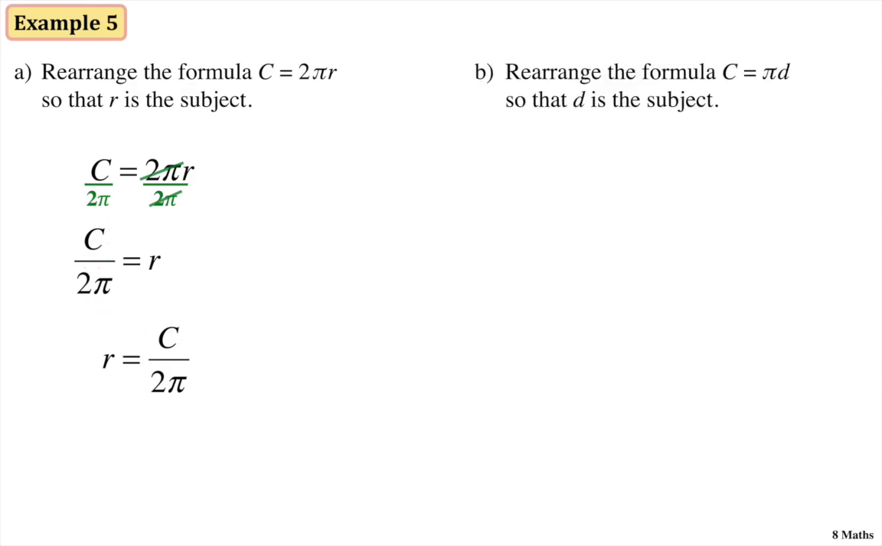For part B, it says rearrange the formula C equals pi d. So d is the subject. Well, this is C is equal to pi times d. If I want to get d by itself, it's being timesed by pi. What's the opposite of timesing by pi? Dividing by pi. If I divide both sides, the pi's cancel. I'm left with C on pi is equal to d, which is my answer. D is now the subject, or you could rewrite it as d equals C over pi.